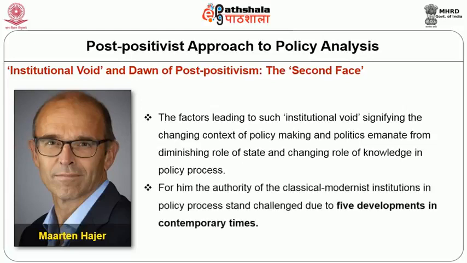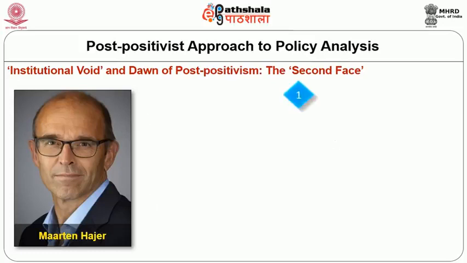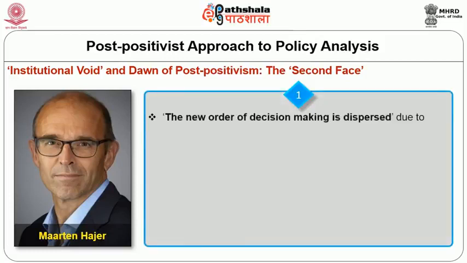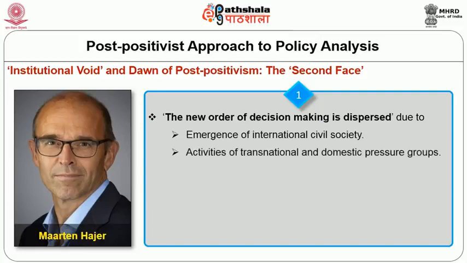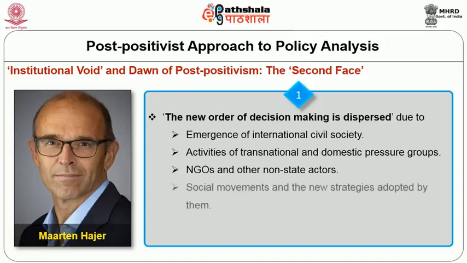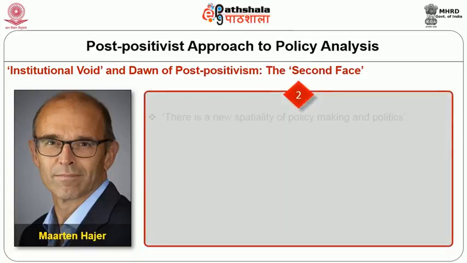For Hajer, the authority of the classical modernist institutions in the policy process stands challenged due to five developments in contemporary times. Firstly, the new order of decision-making is dispersed due to the emergence of international civil society activities of transnational and domestic pressure groups, NGOs and other non-state actors, social movements and the new strategies adopted by them, and the participant role of media. Secondly, there is a new speciality of policy making and politics.